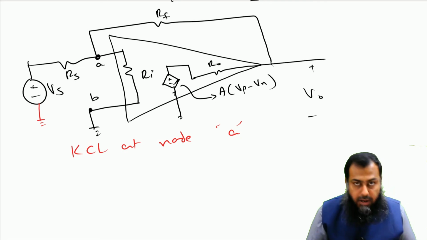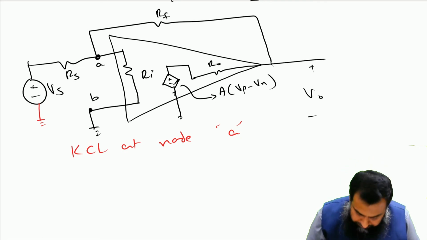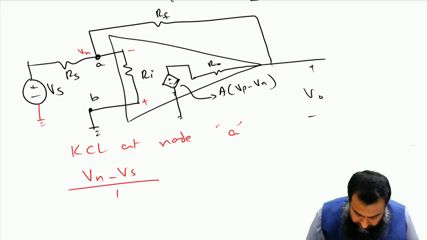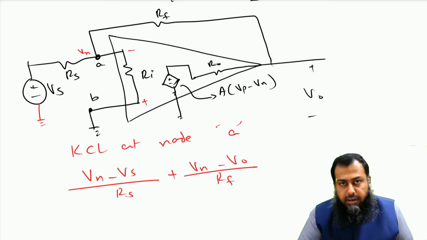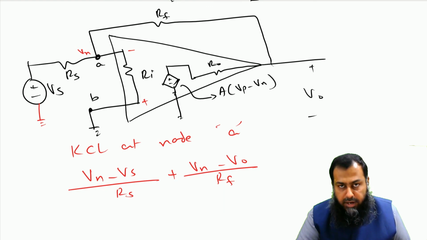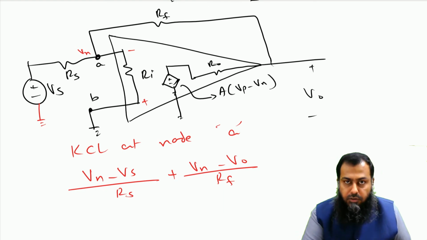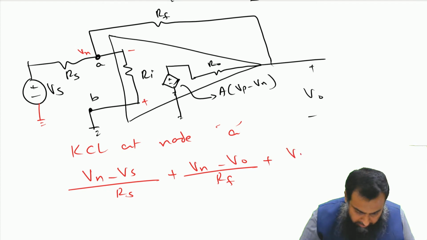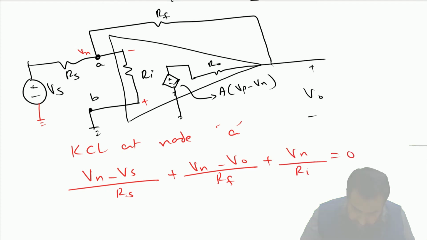Now if we apply Kirchhoff's current law at this node A, then we have, because this is Vn, the negative input, and this is the positive input, (Vn minus Vs) divided by Rs plus (Vn minus V naught) divided by Rf. Now because of the finite input impedance, which is not infinite here, we do have some current that flows into the inverting input as well as the non-inverting input. So that current is specified as plus Vn over Ri, and that is equal to 0. Let us say this is equation number 1.